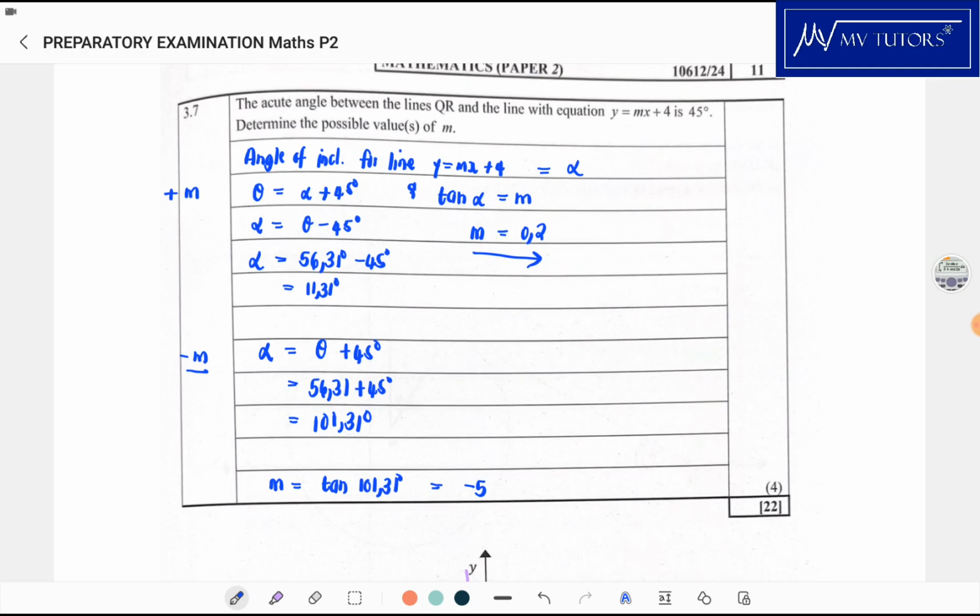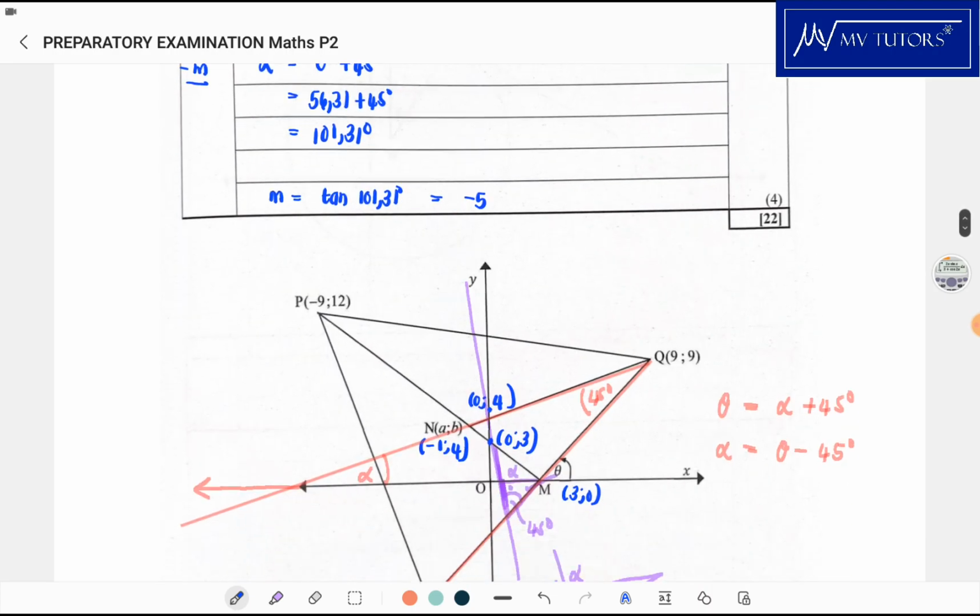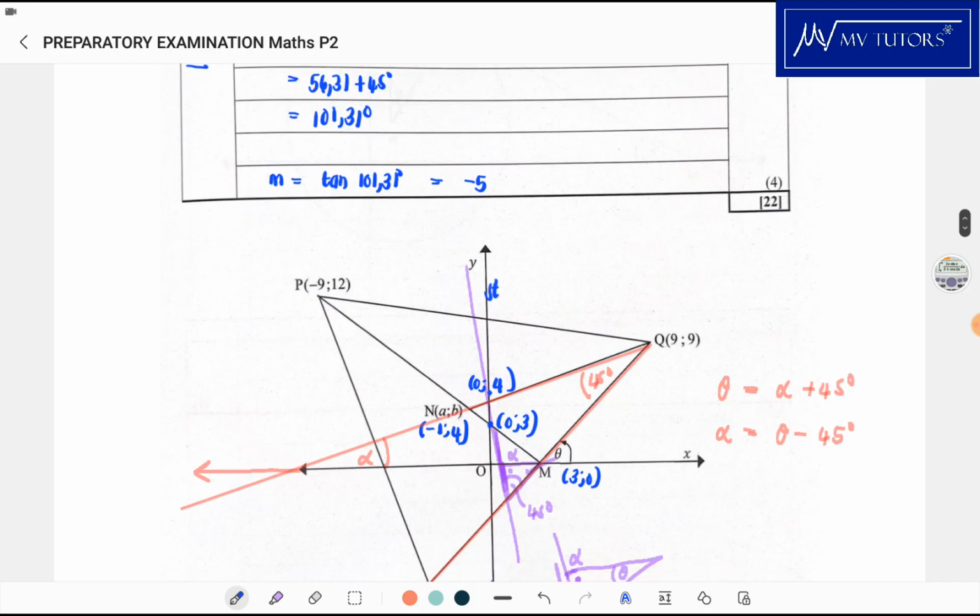quite flat, all right? And then we have quite a steep, and you can see this is very steep, right? So it makes sense that it is -5, whereas this one is relatively flat. That's why you get a gradient of 0,2. And that rounds it up for question 3.